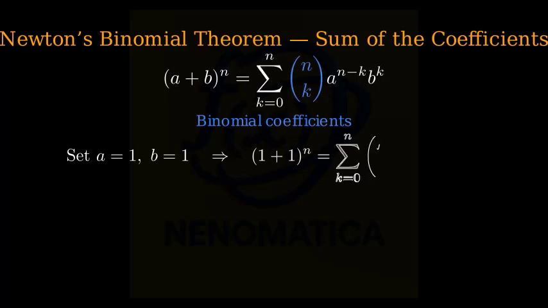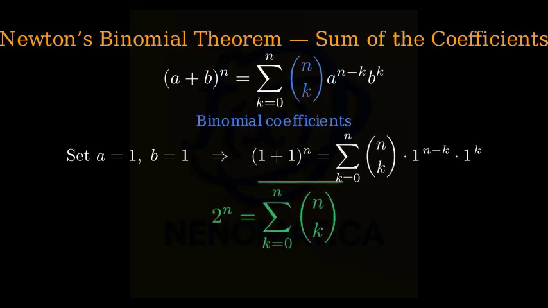To get the sum of the coefficients, set a equals 1 and b equals 1. Then every term a^(n-k) times b^k becomes 1. So the left side becomes 2^n, and the right side becomes the sum of the coefficients.